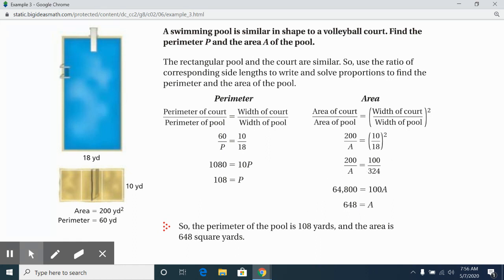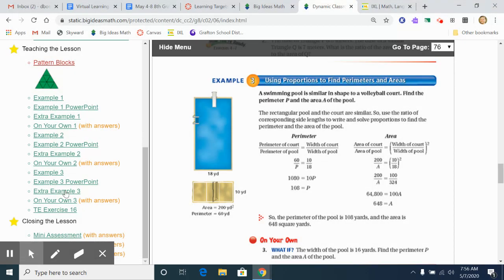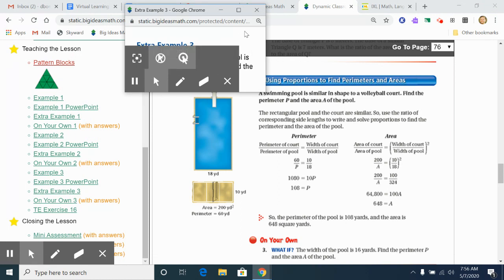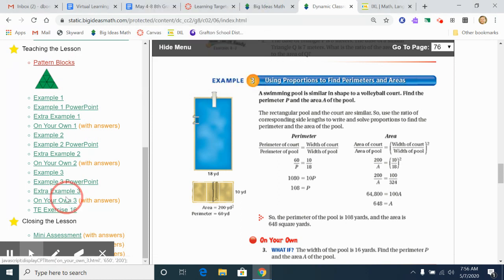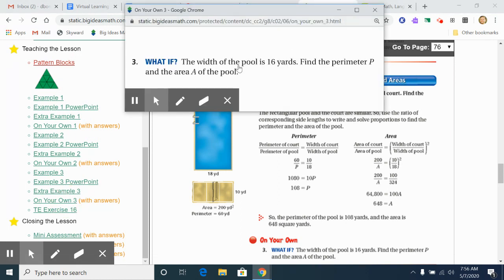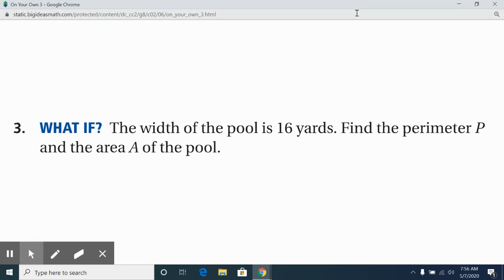So we're going to do the extra example, so I can just show you this one more time because it is a little confusing. And the extra example is just changing one thing. It's saying, actually, let's do the on your own question. We're just going to do it together. It's saying now the width of the pool is 16 yards instead of 18. So let's find the perimeter and area. Okay, so the only thing changing is the width of the pool is now 16. All right. The width of the pool originally in the last problem was 18.